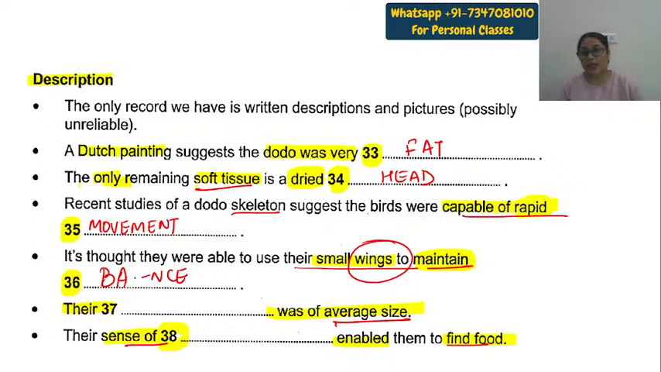So write the correct spellings. If you're writing wrong spellings, it will be marked as incorrect. Their brain was of average size. दिमाग की बात कर रहे हैं. Their sense of smell, उनके पास एक sense of smell थी which enabled them to find food. So these are the answers. It's not fat, Preet, it is fat. F-A-T, fat. Okay. So you can check your answers.